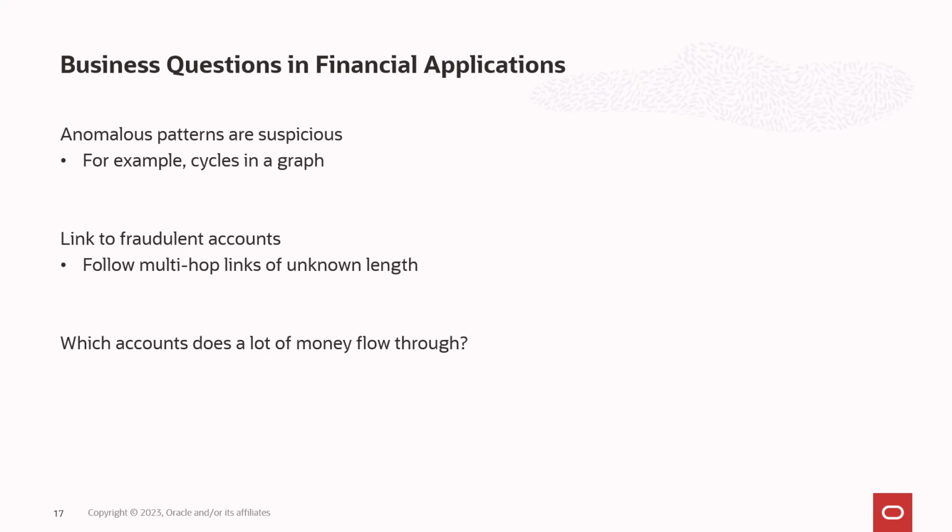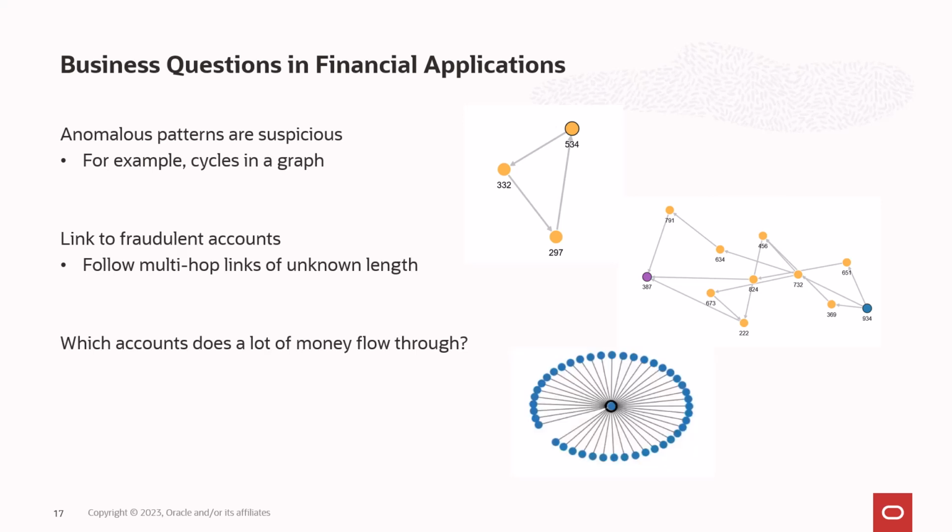So what are the business applications or the business questions that can be solved by looking at your data as a graph? Well, for example, in financial applications interested in fraud detection, we can use graph to detect suspicious patterns, like cycles where money goes back to the same account. Or we can track ways to transfer money between accounts through multiple intermediates, perhaps to hide the transaction or to cross a limitation on the maximum allowed amount. And we can be very interested in identifying which accounts there's a lot of money flow through.